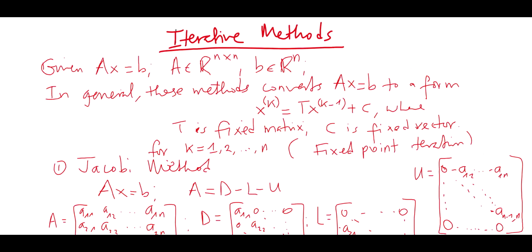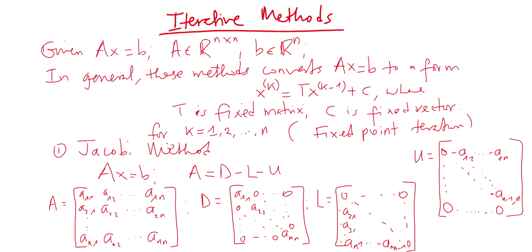So, as we said, if you have AX equal to B, where A is an n by n matrix and B is a vector of n components, then you have an n by n linear system. In general, we can write these methods.